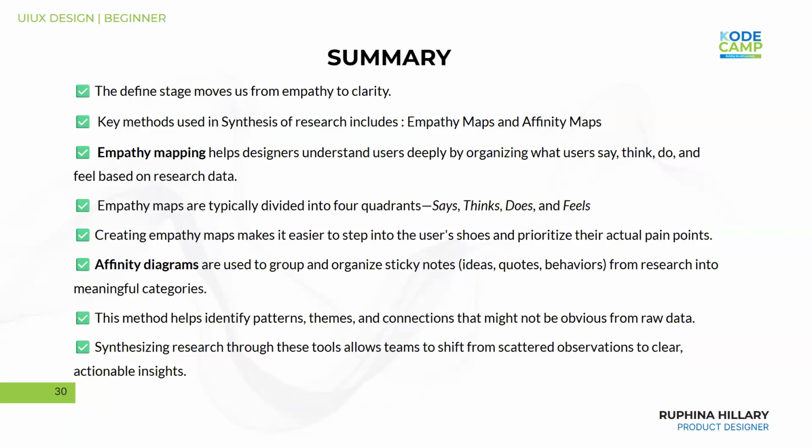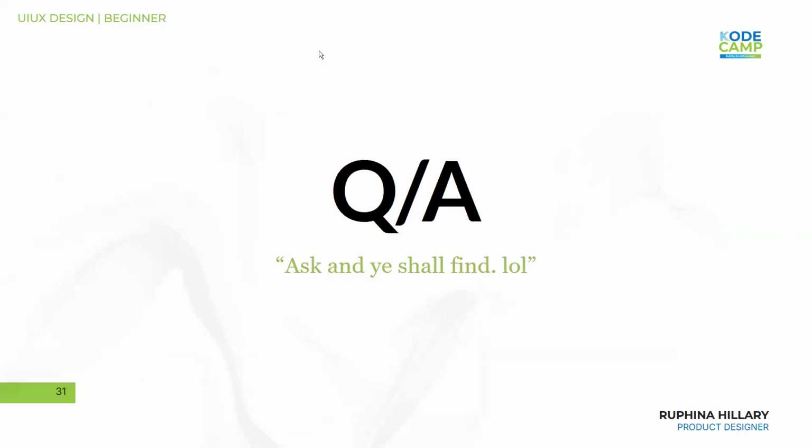Like I said here, the very first thing is the define stage moves us from empathy to clarity. Now you can think straight. And the solutions that you are brainstorming are not just random solutions or things that might not really help the user in the long run. So that's the summary of this class. Are there any questions?